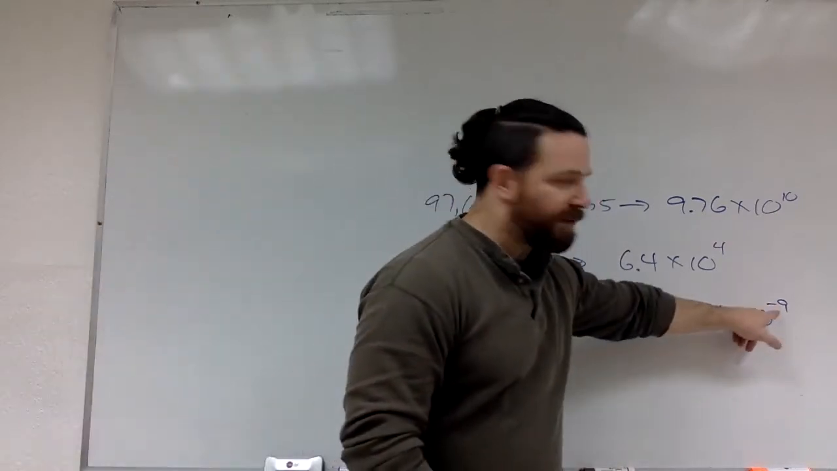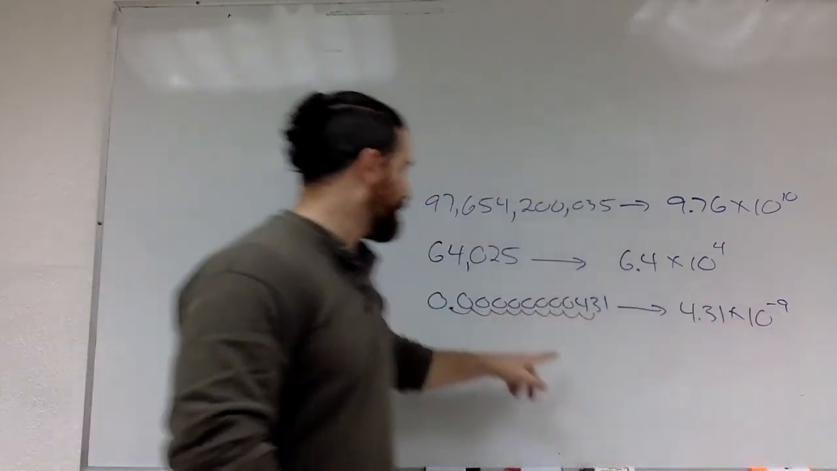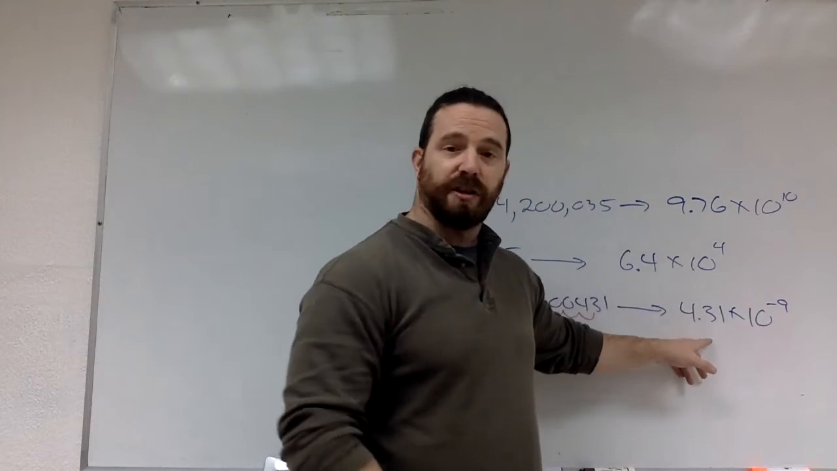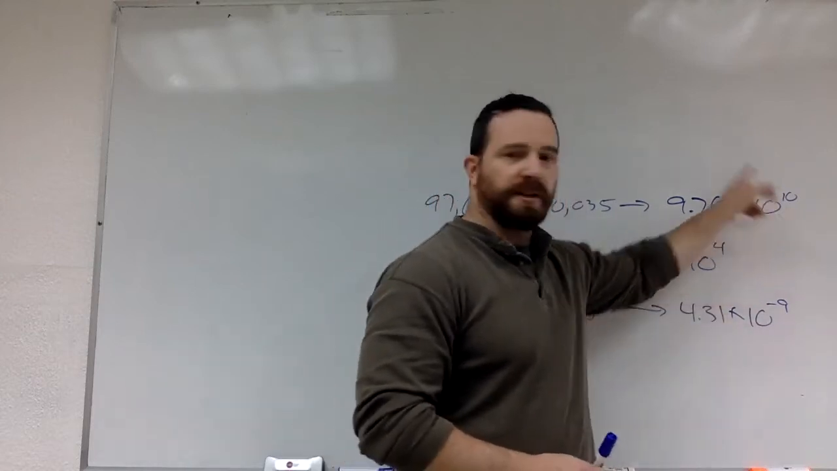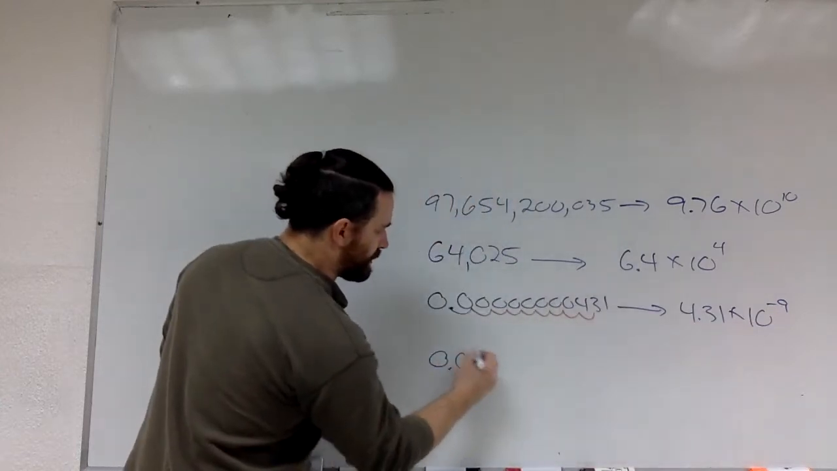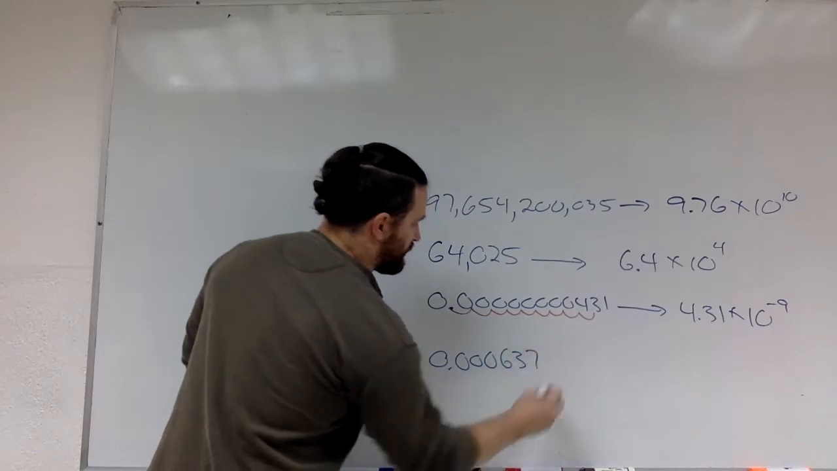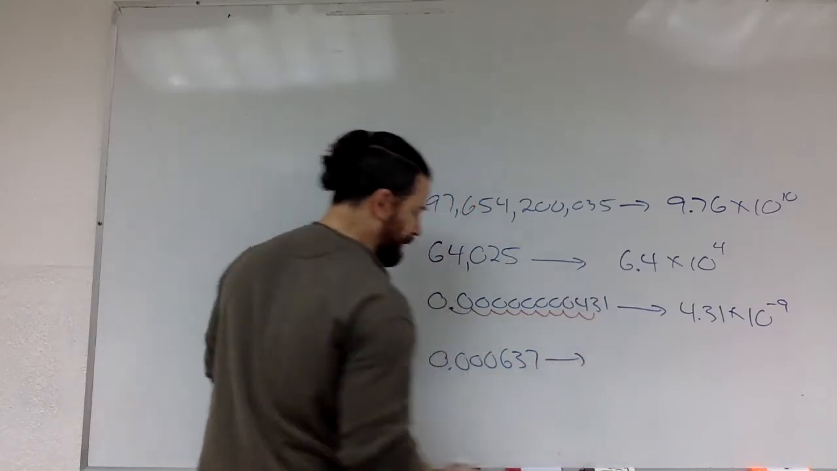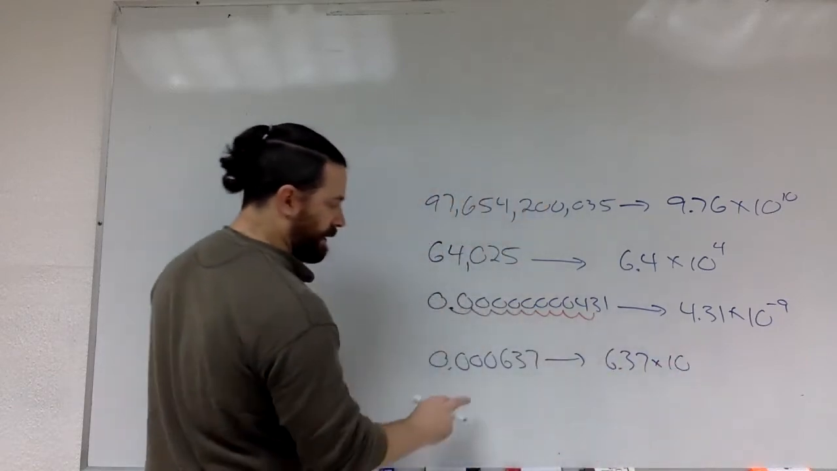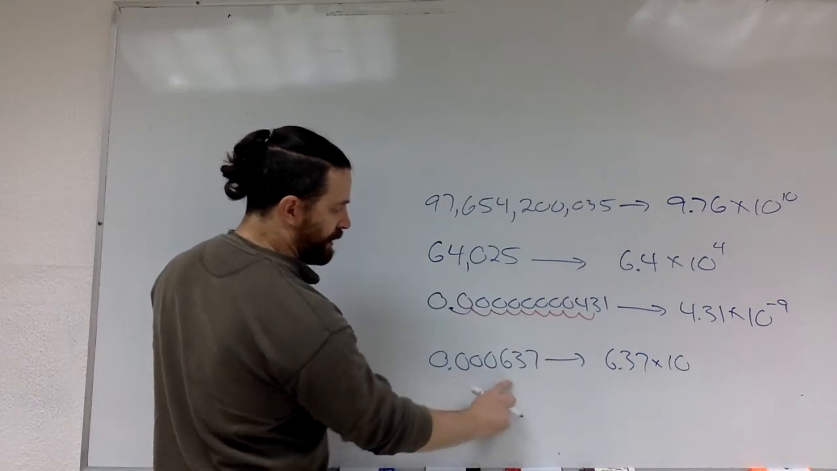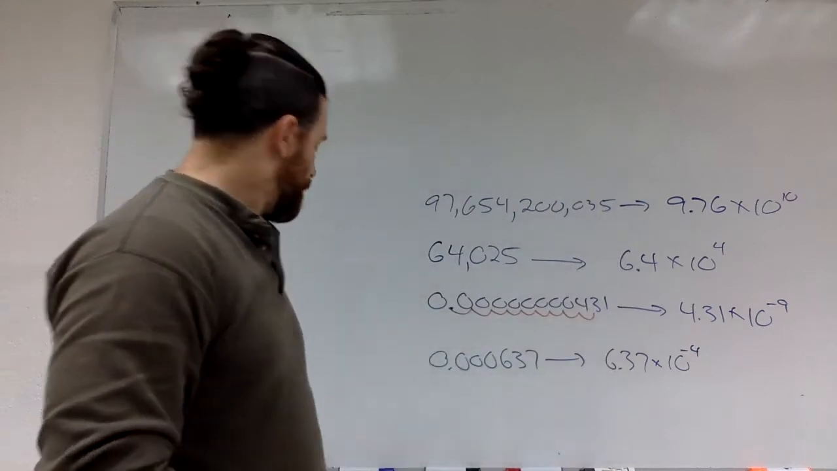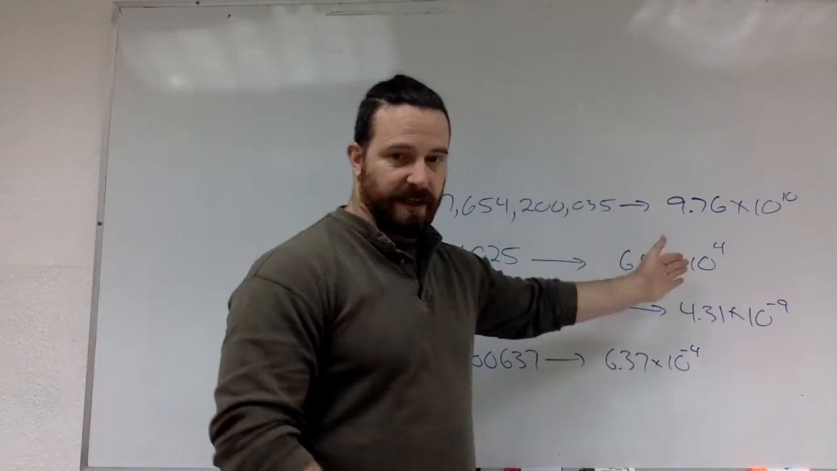We use a negative exponent to denote the small numbers. All right. So whenever you see a negative exponent, you know that this number is actually really small. Positive exponents, really big. Negative exponents, really small. So if I had something like 0.000637, I'm going to get 6.37 times 10, and then I'm just going to move the decimal 1, 2, 3, 4 places. So that's negative 4. All right, so that's how you take the numbers and turn them into scientific notation.